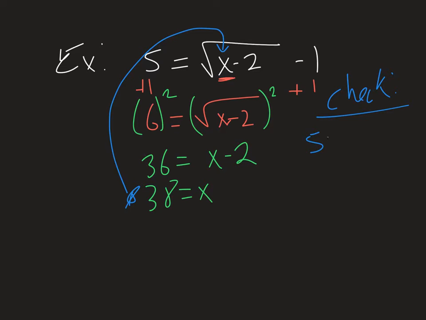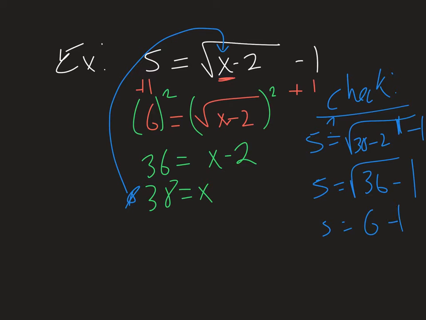So we're going to do 5, and we want to know if that's equal to the square root of 38 minus 2, minus 1. Well, we take 38 minus 2, that's 36. We're going to square root that, so that would be 6. And 6 minus 1 does equal 5. So this solution does work.